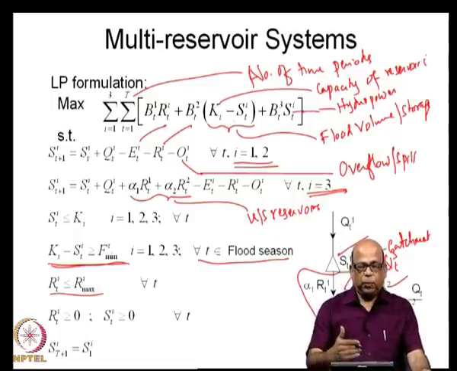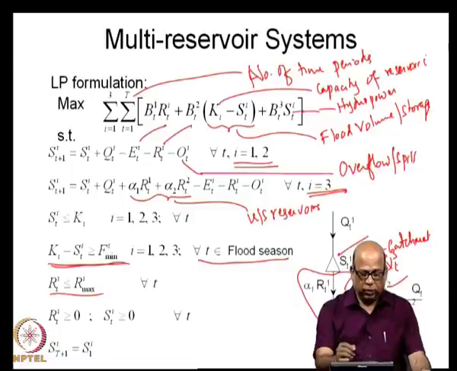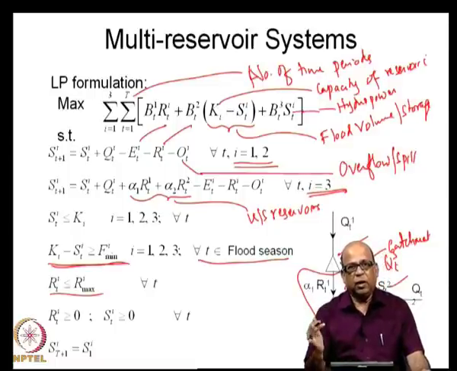So, this is a linear programming problem, because the BTs are known here, and this capacity is known, and therefore, these are linear functions of the decision variables R and S. R is the release, S is the storage.